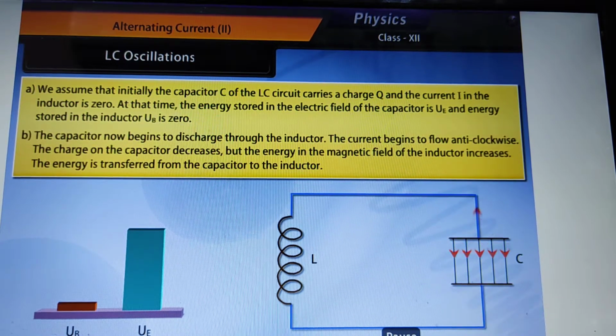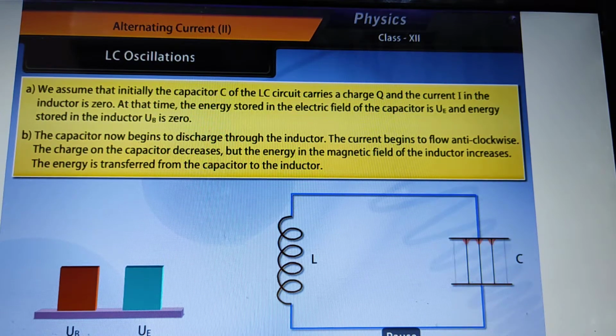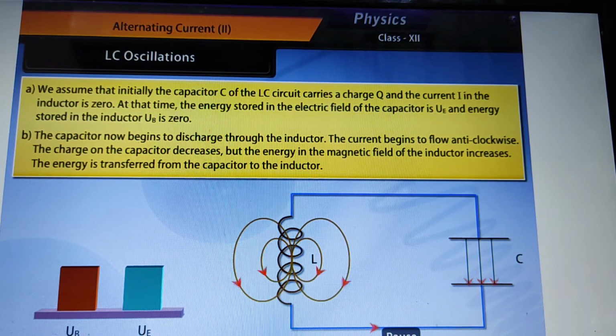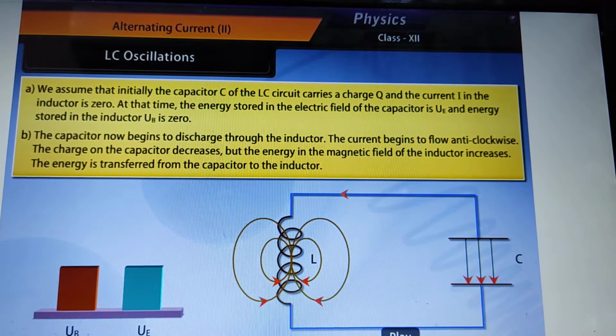The capacitor now begins to discharge through the inductor. The current begins to flow anti-clockwise. The charge on the capacitor decreases, but the energy in the magnetic field of the inductor increases. The energy is transferred from the capacitor to the inductor.